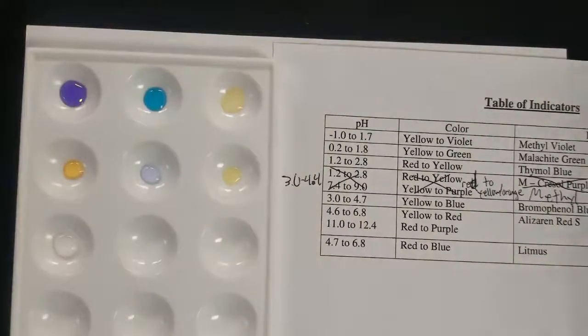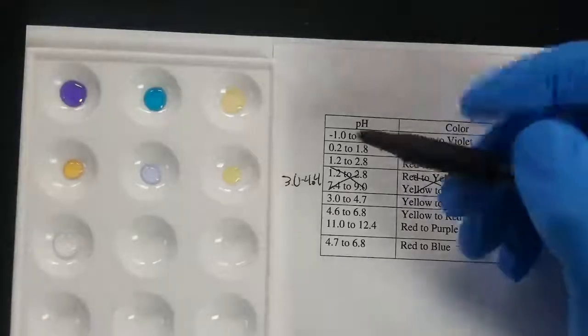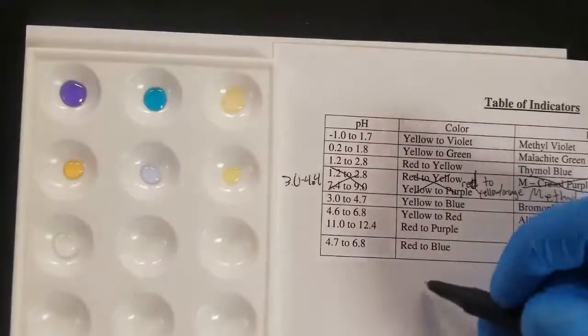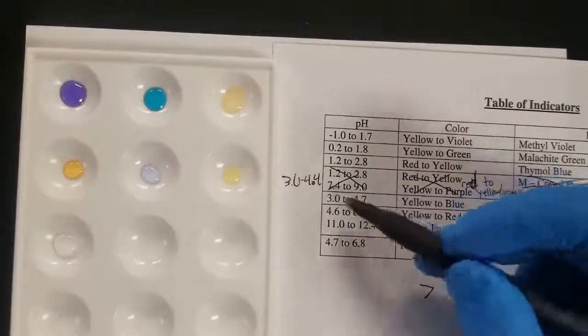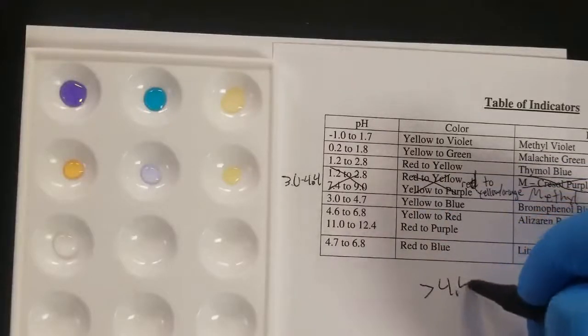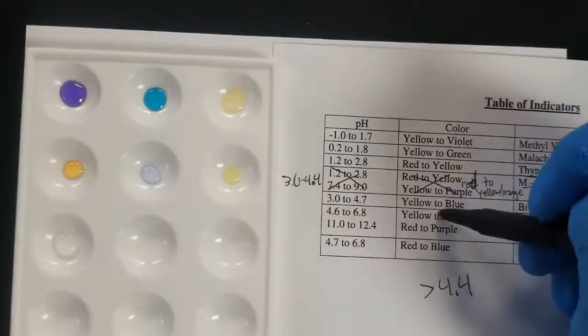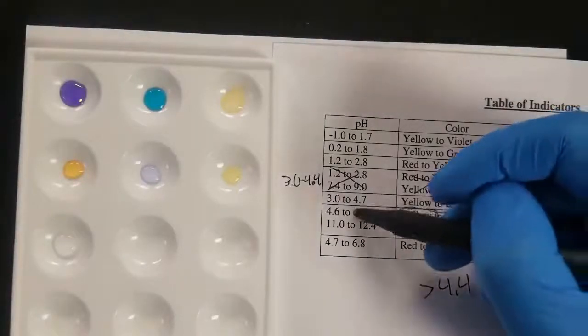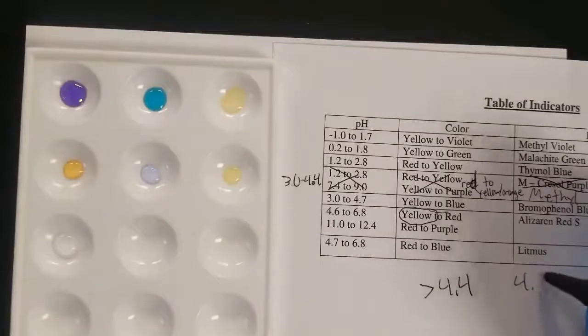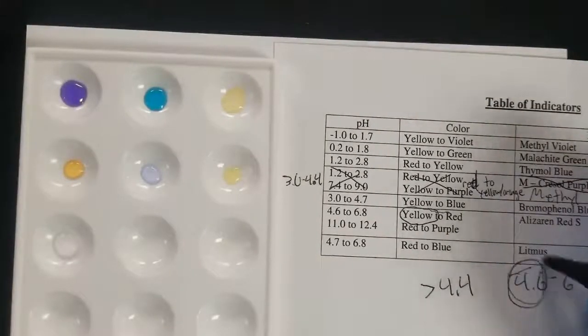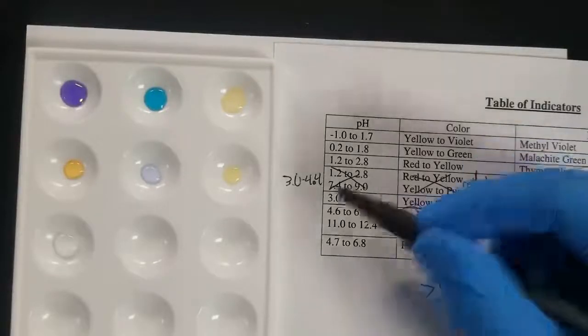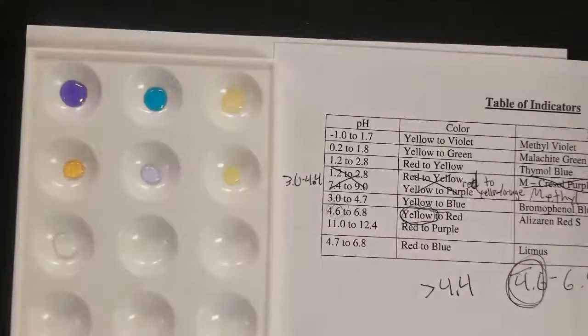And so we can see that this color is yellow. And so you can see all these other previous data points told us that our value is greater than, let's see, probably about 4.4. And then this alizarin red, with it turning yellow, tells us that it's somewhere between 4.6 and 6.8, being closer to 4.6 than 6.8 because we've definitely got more yellow than red. So we're probably narrowing it down a bit.